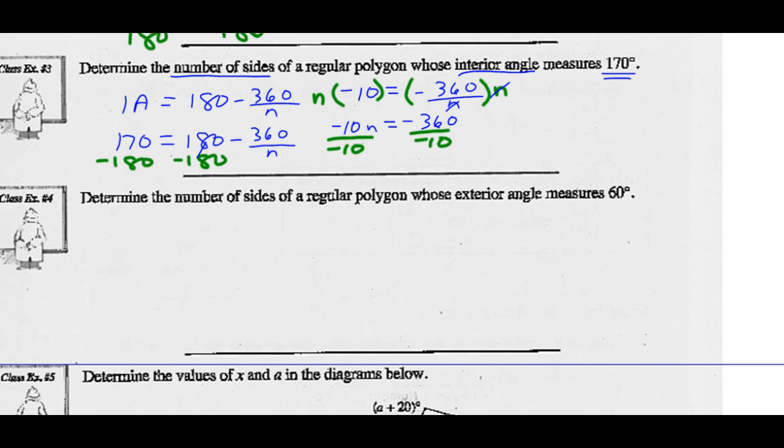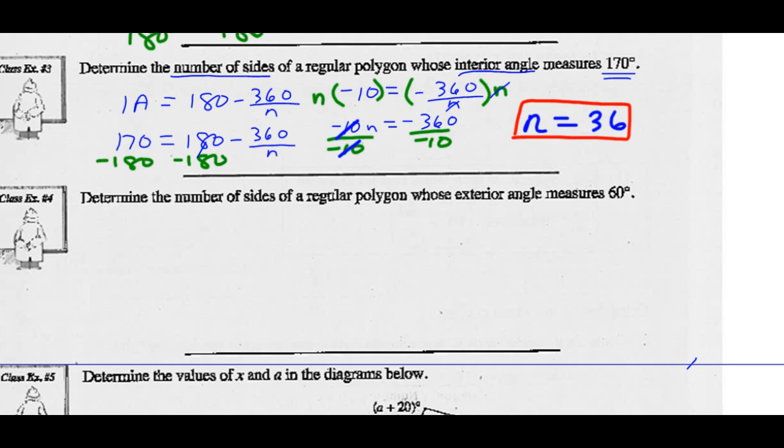So negative 10n divided by negative 10 leaves us with just n. And negative 360 divided by negative 10 is a positive 36. So this shape has 36 sides if the measure of one interior angle is 170 degrees.